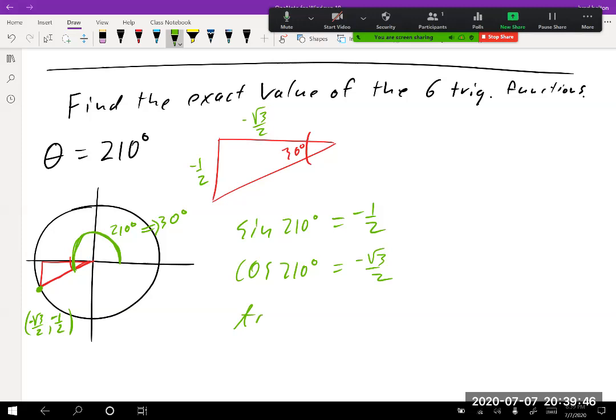And now the tangent of 210 degrees is now worth, let's see here, negative 1/2 divided by square root 3 over 2. So I can multiply by the reciprocal right away. So this would become 1 over the square root of 3, which would be square root of 3 over 3, and the negatives cancel. So tangent is actually positive because a negative divided by a negative is positive, okay?